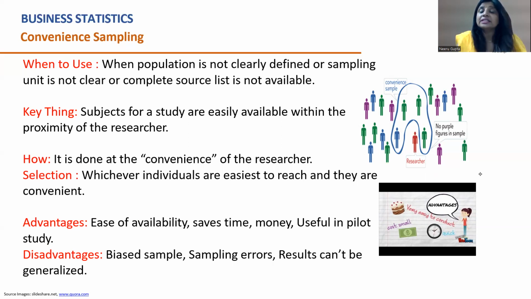Subjects for a study are easily available within the proximity, the reach, of the researcher. It is done at the convenience of the researcher. The sample is selected from whichever individuals are easiest to reach and convenient. And what are the advantages? Ease of availability, saves time and money, and is useful in a pilot study.